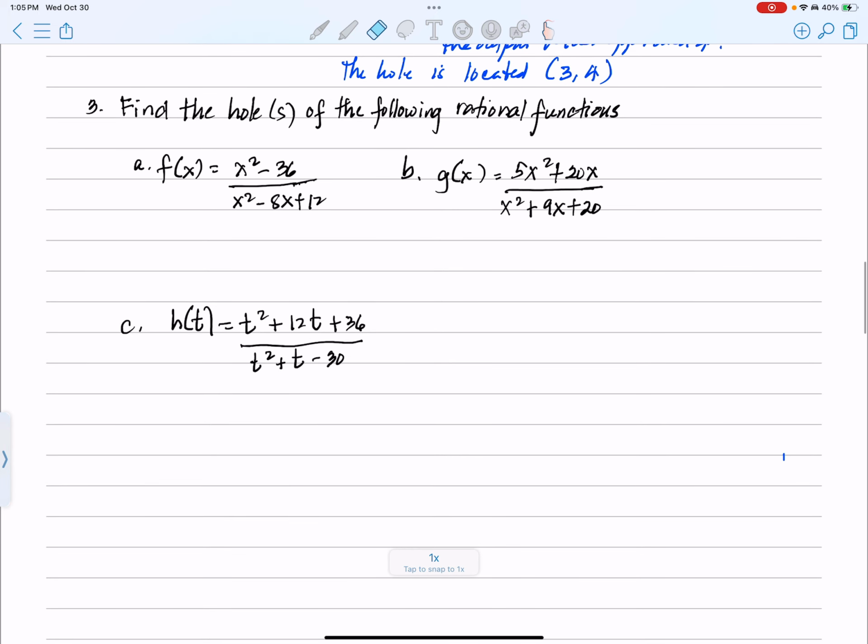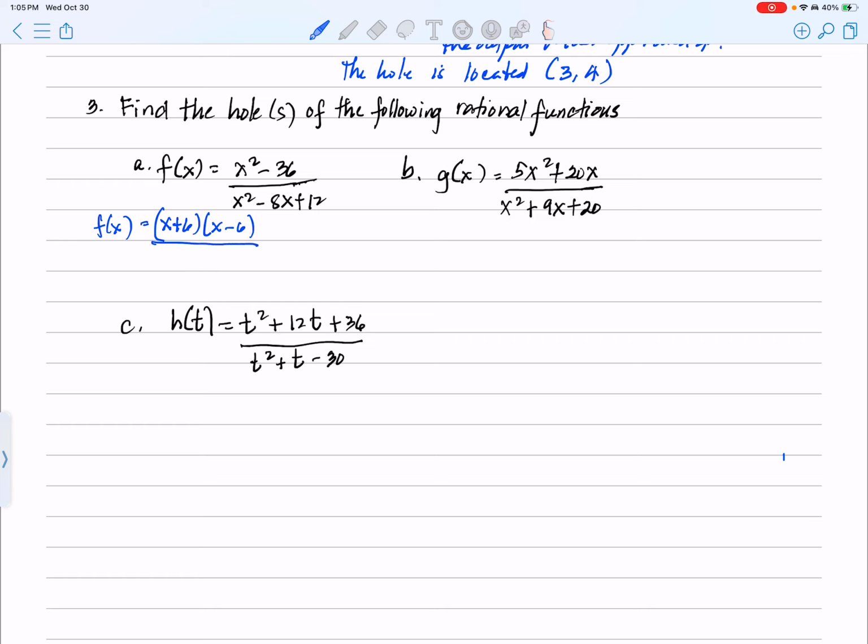F of x is equal to x squared minus 36 over... Okay, so if we factor out, I'll write it here. If I factor out the numerator, this is a difference of two squares. So this will be x plus 6 and x minus 6, right?